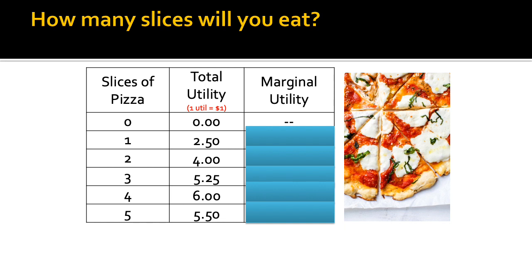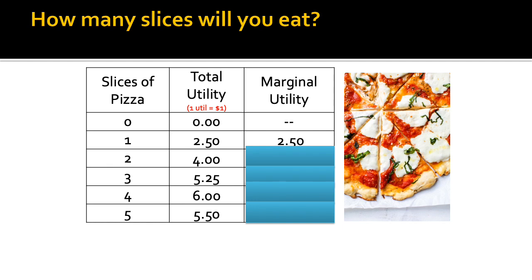And in deciding how many slices to eat, we're going to actually have to calculate our marginal utility. So let's start with the marginal utility of the first slice of pizza. We start from a point of 0. We haven't had any pizza, and the first pizza is consumed. Well, how much is our total utility? Well, we get $2.50 of utility, which means the marginal utility is also $2.50.